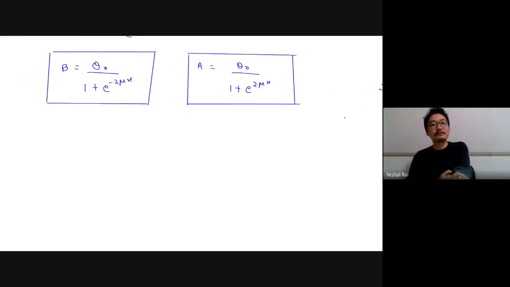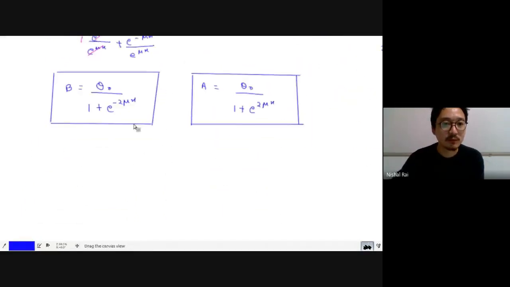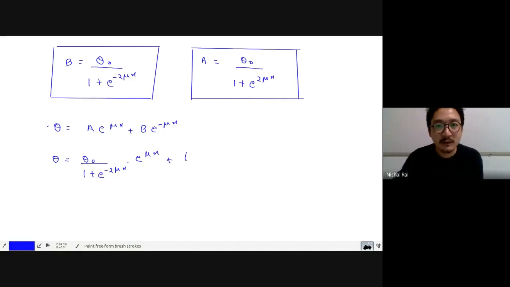Now what is your final step? For your final step, you have to just put this value in your main general equation, which was theta equals a e to the power mu x plus b e to the power negative mu x. So if you put these two values over here, then you will end up with theta naught by 1 plus e to the power negative twice mu x times e to the power mu x plus theta naught by 1 plus e to the power twice of mu x times e to the power negative mu x.